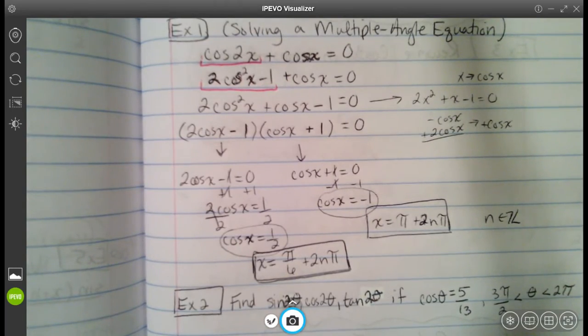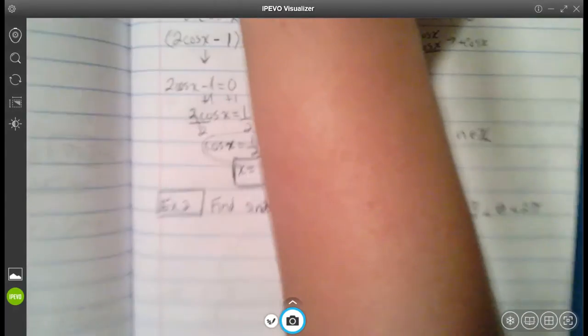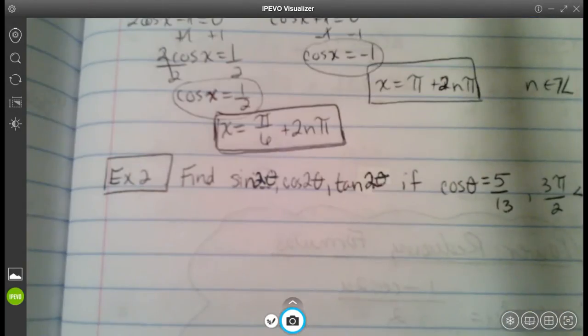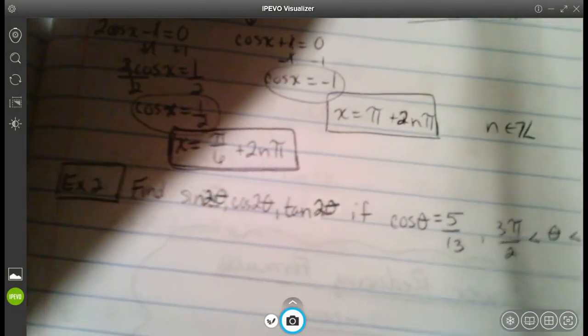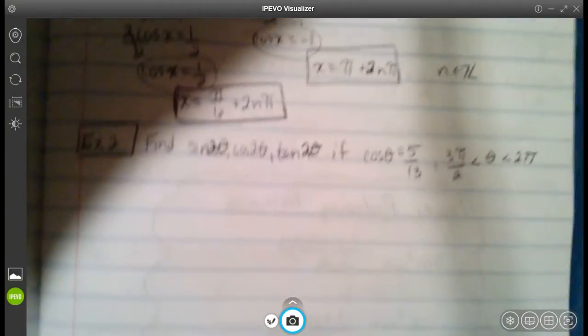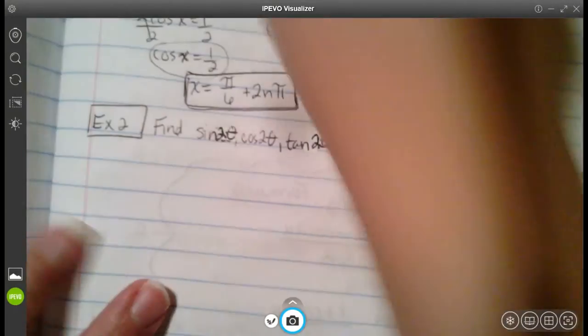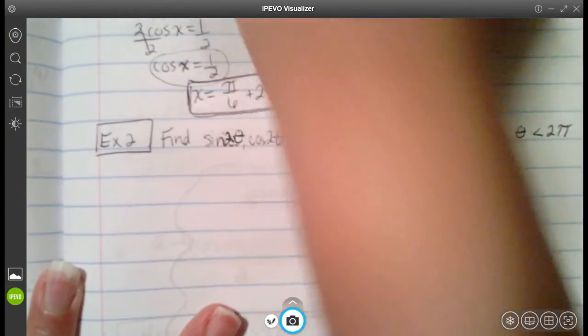Let's look at example number 2. We're going to do a bunch of examples in this one. We have: find sine 2 theta, cosine 2 theta, tangent 2 theta, if cosine theta is equal to 5 over 13, and theta is between 3 pi halves and 2 pi.